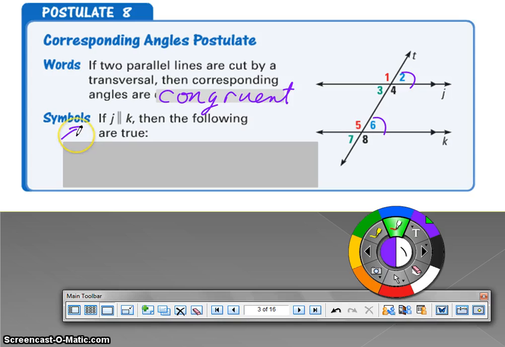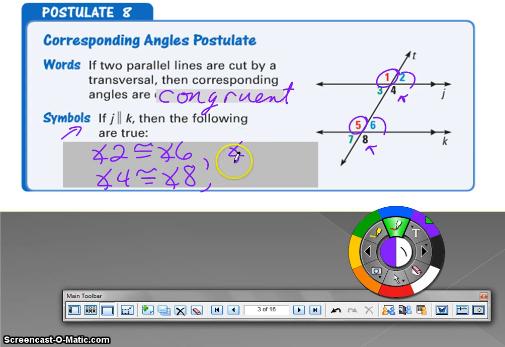So right here in symbols, if J is parallel to K, then the following are true. Angle 2 is congruent to angle 6. Some more, they're color-coded. 8 and 4 would be equal to each other. Angle 4 is congruent to angle 8. 1 and 5, those are both in that upper right-hand corner, so those are corresponding. Angle 1 is going to be congruent to angle 5. And then the last set in green, angle 3, is congruent to angle 7. Okay, so if they're in the same spot and they're made by parallel lines cut by a transversal, they're corresponding angles, and therefore they are going to be congruent.